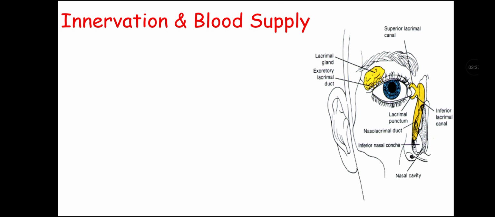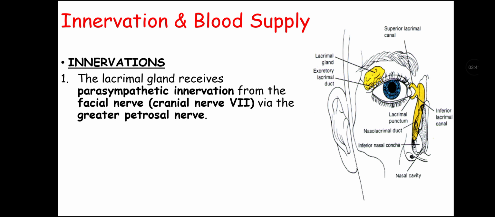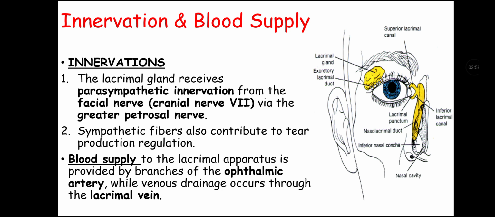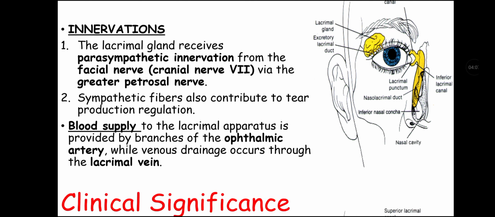Now let's talk about innervation and blood supply of lacrimal apparatus. First we will talk about innervation. The lacrimal gland receives parasympathetic innervation from the facial nerve, that is cranial nerve number 7, through the greater petrosal nerve. Sympathetic supply is by the sympathetic fibers that also contribute to tear production regulation. Next, we will talk about blood supply to the lacrimal apparatus, that is provided by branches of ophthalmic artery, while venous drainage occurs through the lacrimal vein.